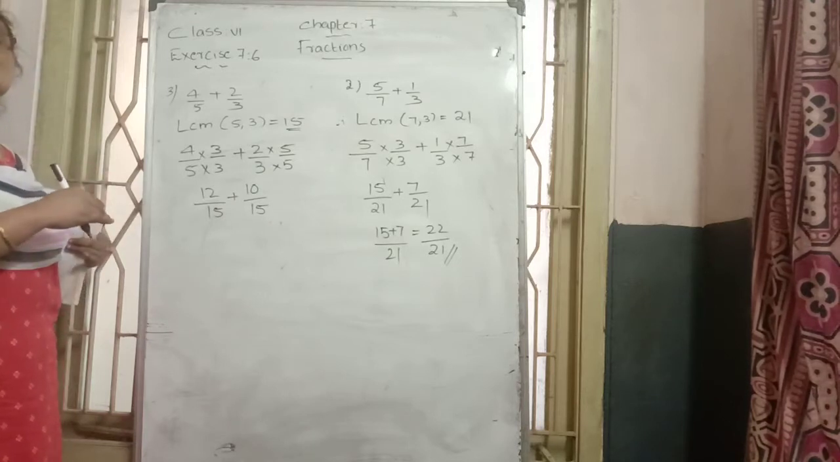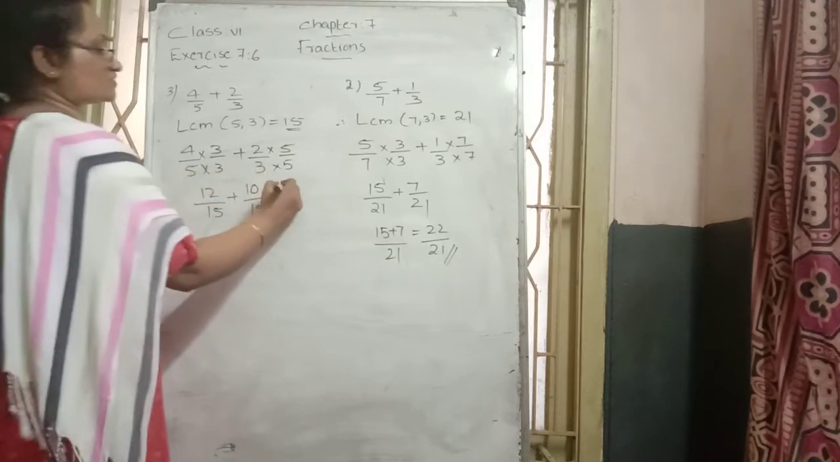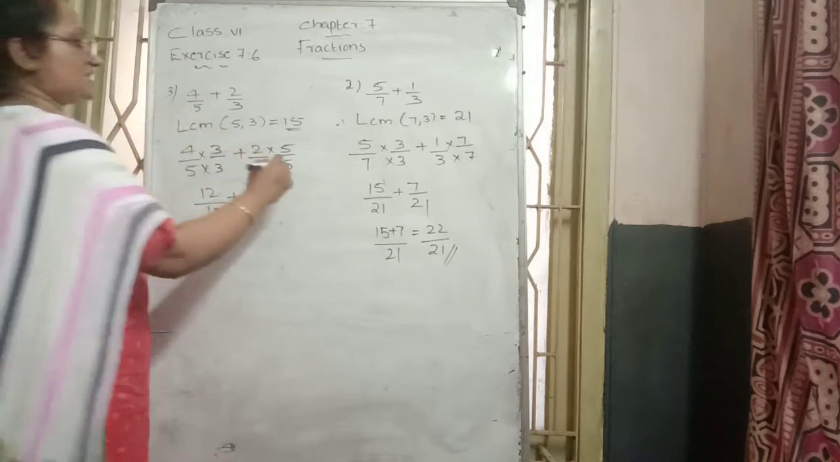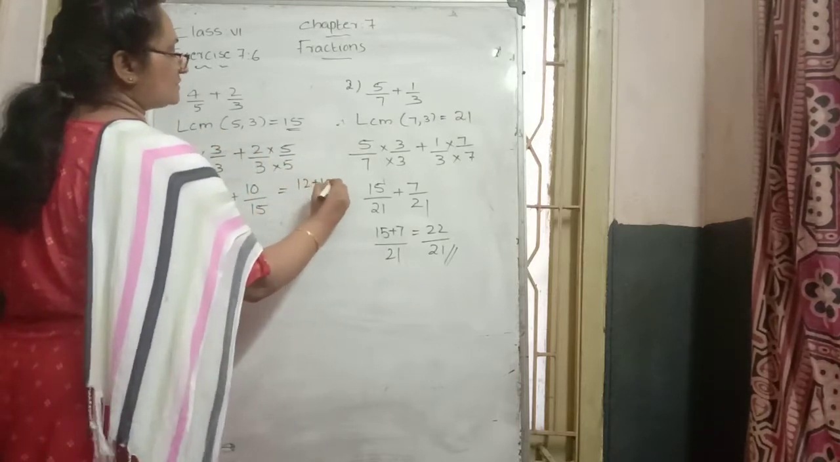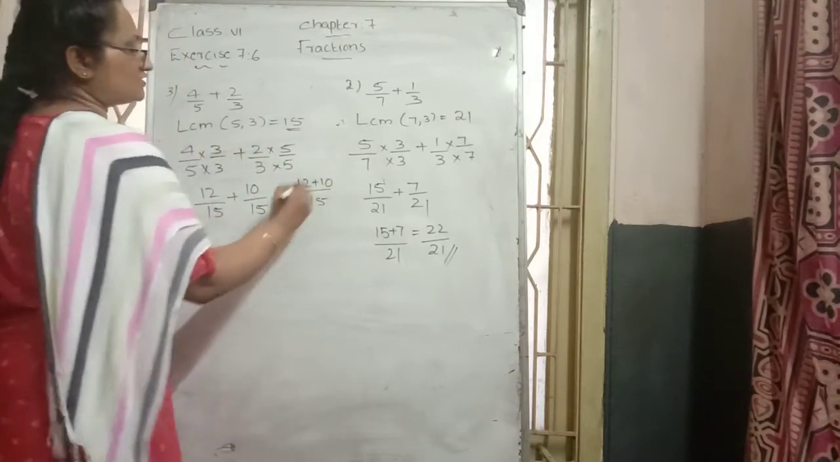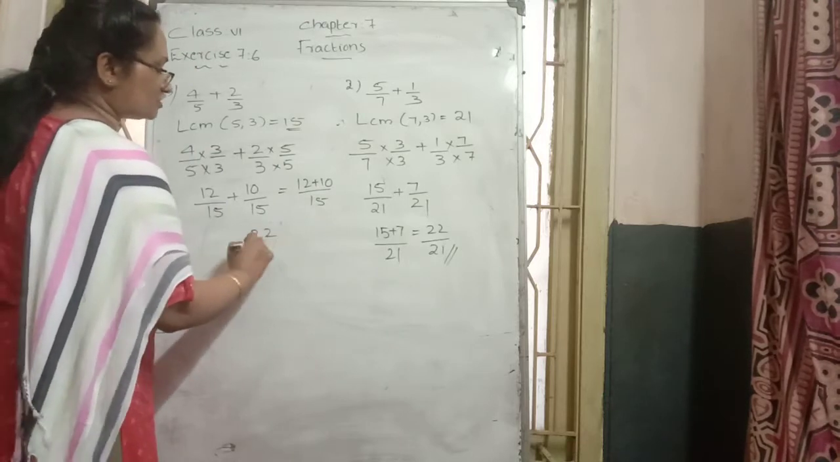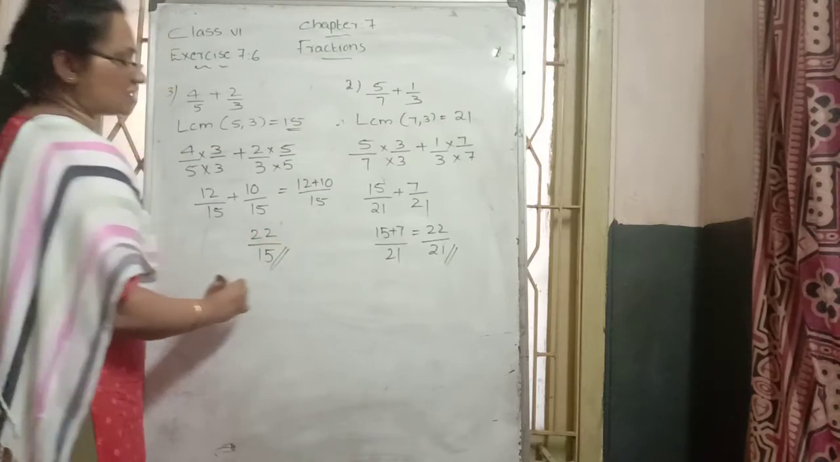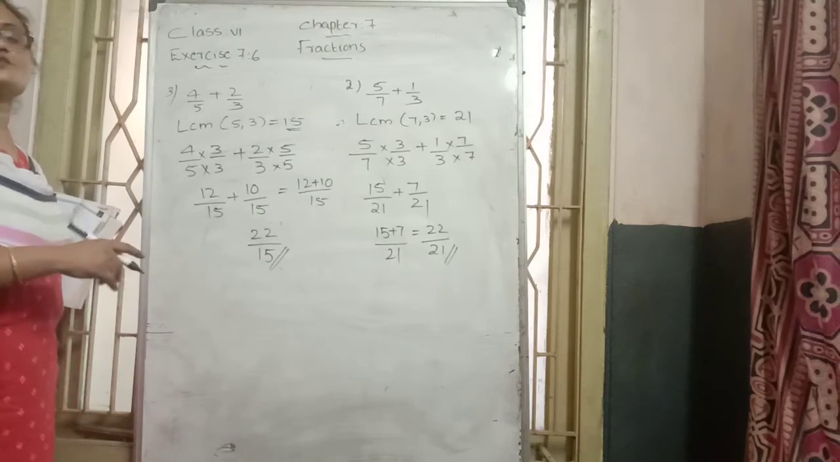Now see, both of them have the same denominator. So next, what do we want to do? Numerator part, add 12 plus 10, and the same denominator one time, right? And 12 plus 10 comes to be how much? 22 by the denominator, which becomes how much? 15. This is the addition process.